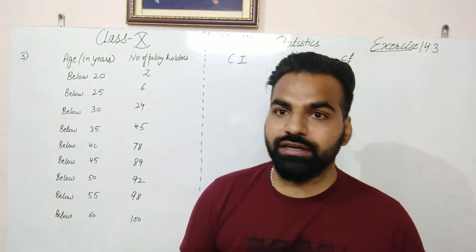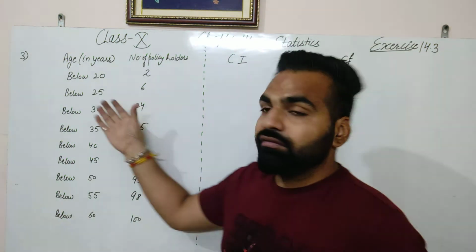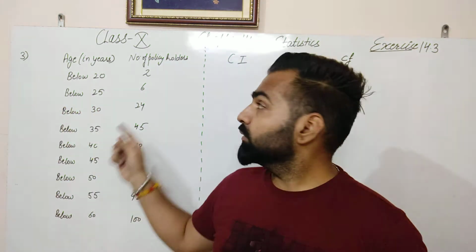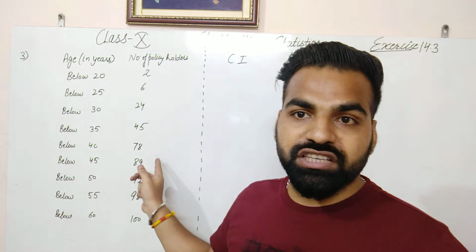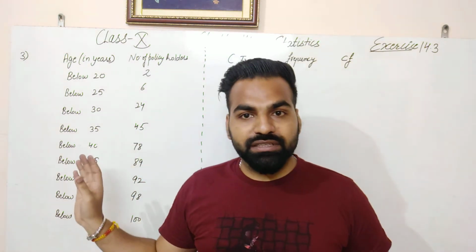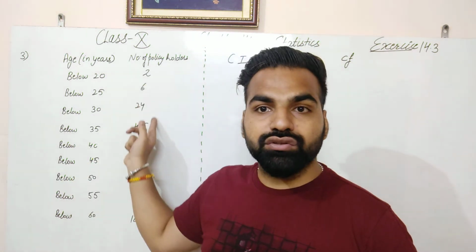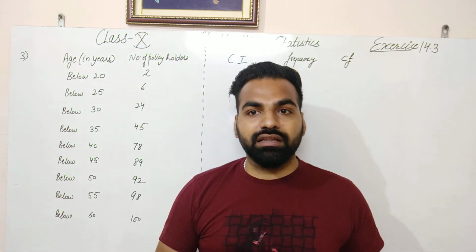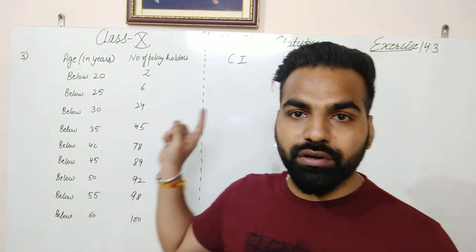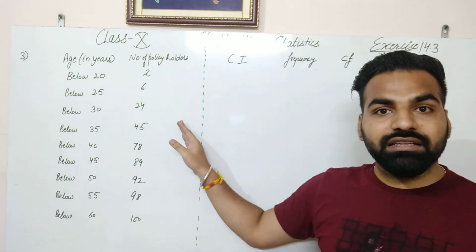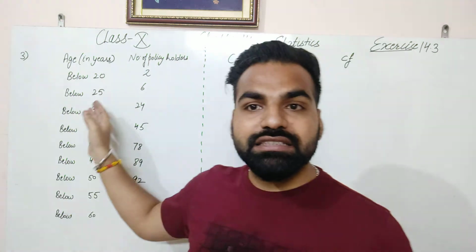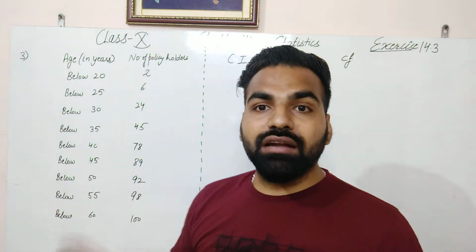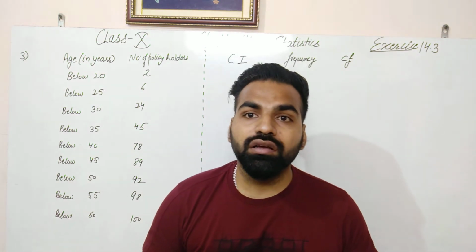First of all, see, whenever the data is given in the less than or below type or more than type, the values given here are not frequencies, these are the values of the CF. Whenever the data is given in class interval form, the numbers that appear here are the frequencies, but when the data is given in the form of less than or more than type, then the values here are basically CF but not F.